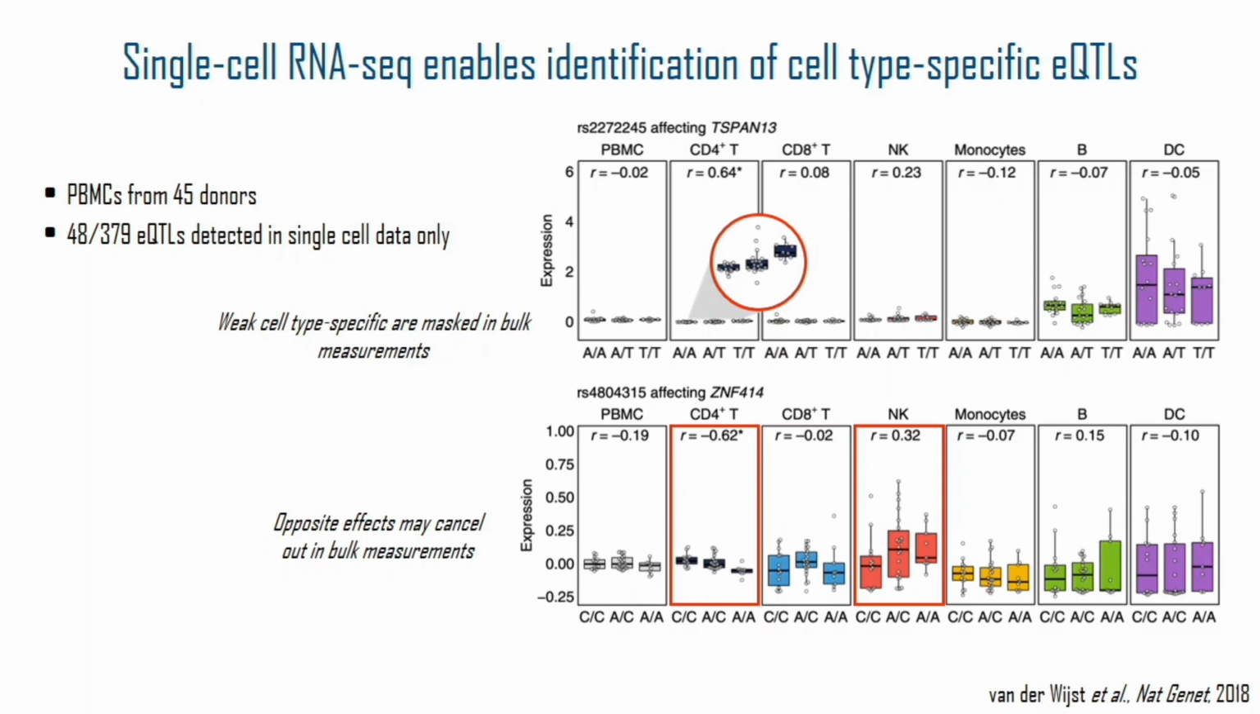Some of the highlights of these types of studies are that you can see things that get easily masked in bulk data. So the top panel shows that you can identify a cell-specific weak signal that would be completely swamped in the bulk data. And the bottom shows that you can identify two cell types where you have opposite effects that would cancel themselves out, and you wouldn't be able to observe that in the bulk data.